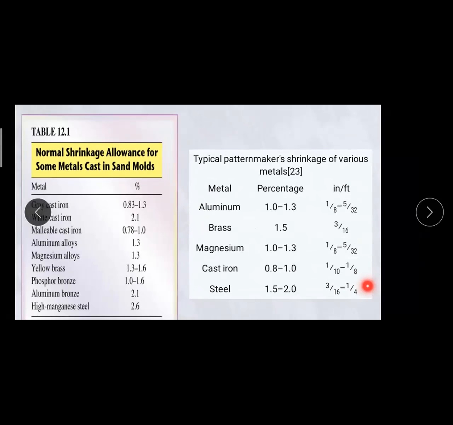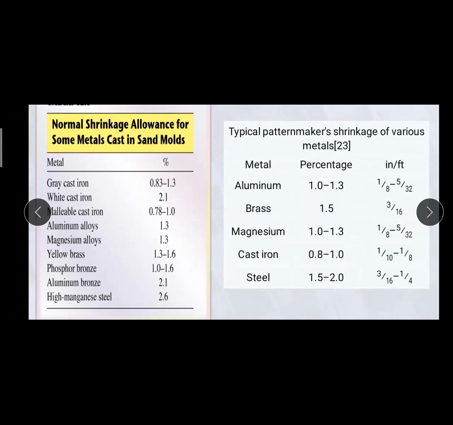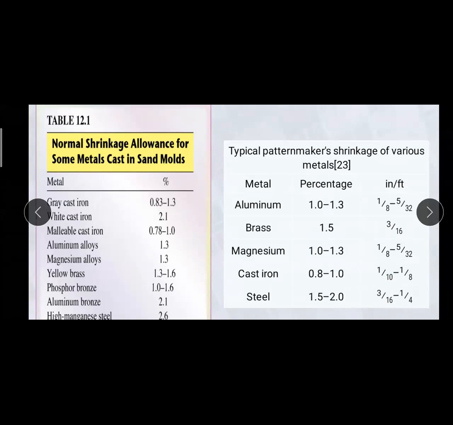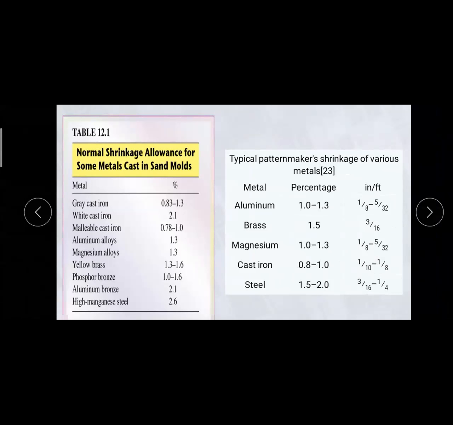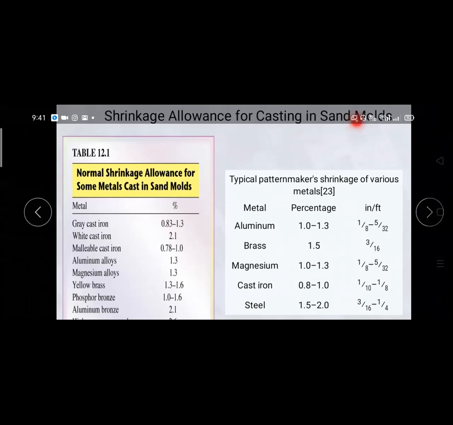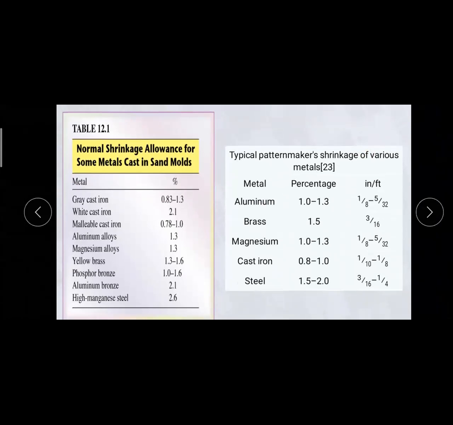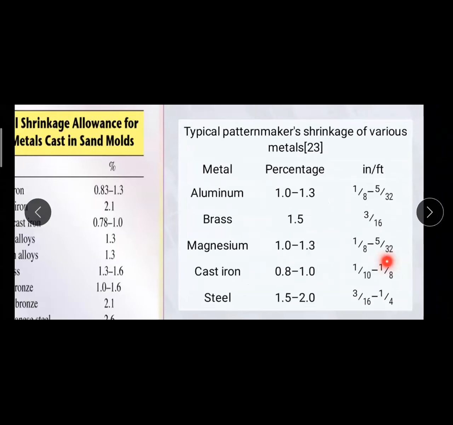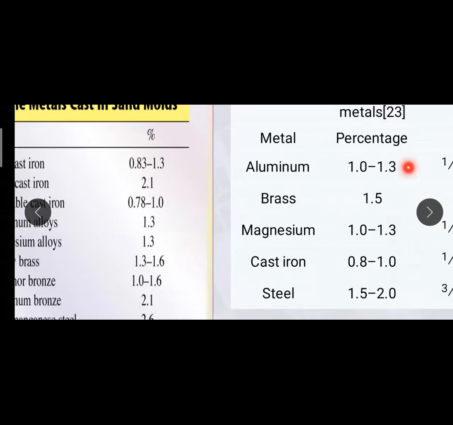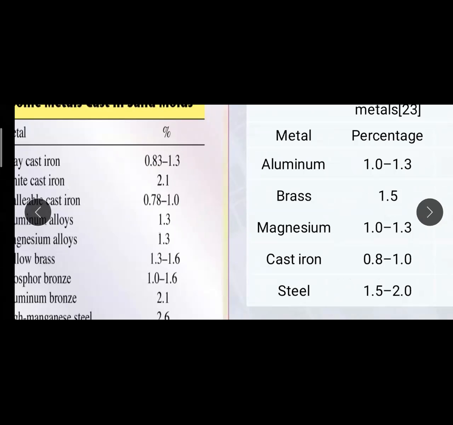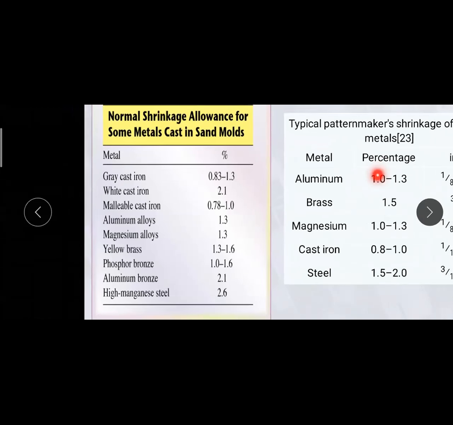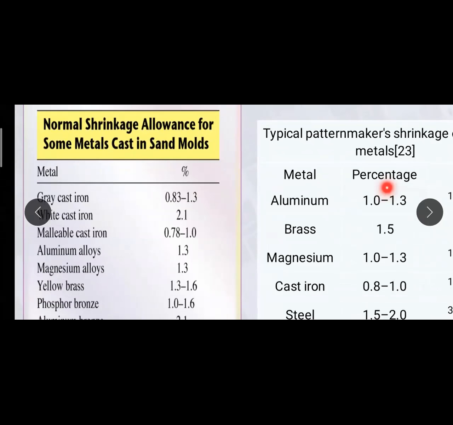Here are the typical pattern maker's shrinkages of various metals, with the metal, the percentage and inches per foot. For aluminium, the percentage is 1 to 1.3. For brass, it is 1.5. For magnesium, it is 1 to 1.3. For cast iron, 0.8 to 1.0, and steel 1.5 to 2.0. So for these metals, these percentages are to be accepted.